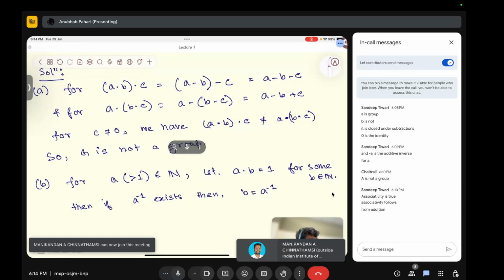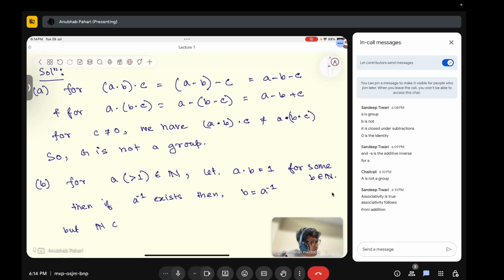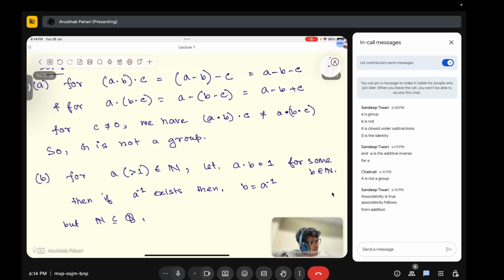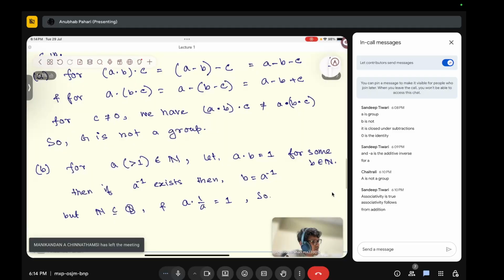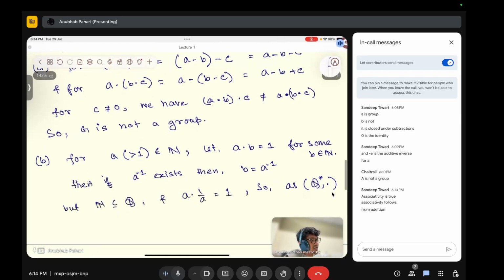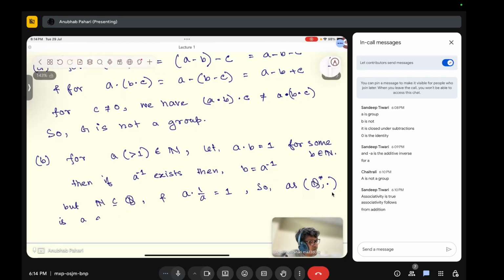But n belongs to, I mean n is a subset of Q, and a dot 1 by a equals 1. So as Q star, which means Q minus 0, is a group.